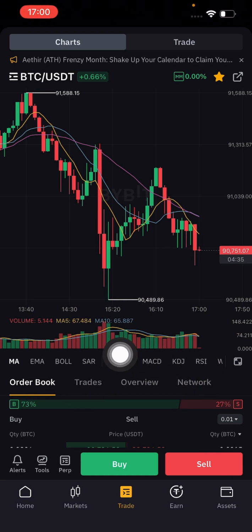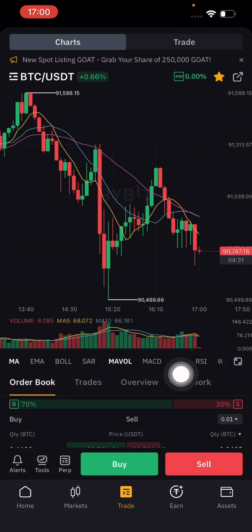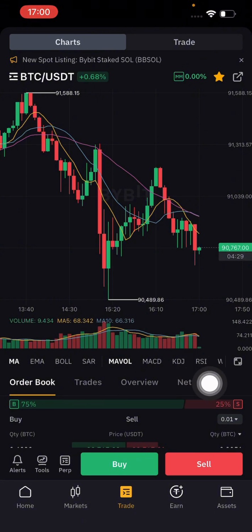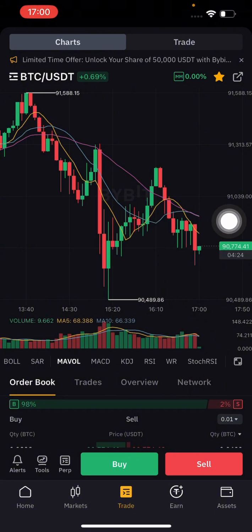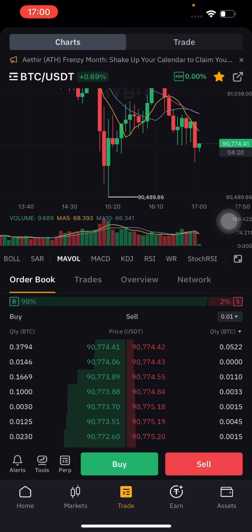All these are indicators. These are MACD, RSI, relative strength index. All of these are indicators. Okay, guys, all of these are indicators.